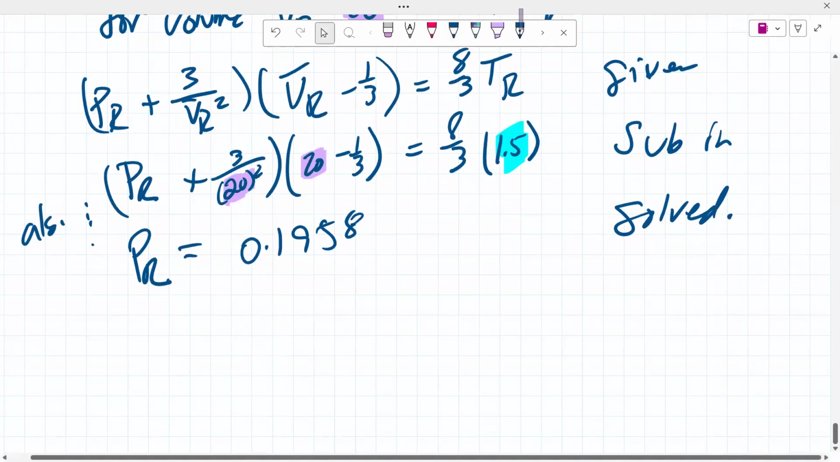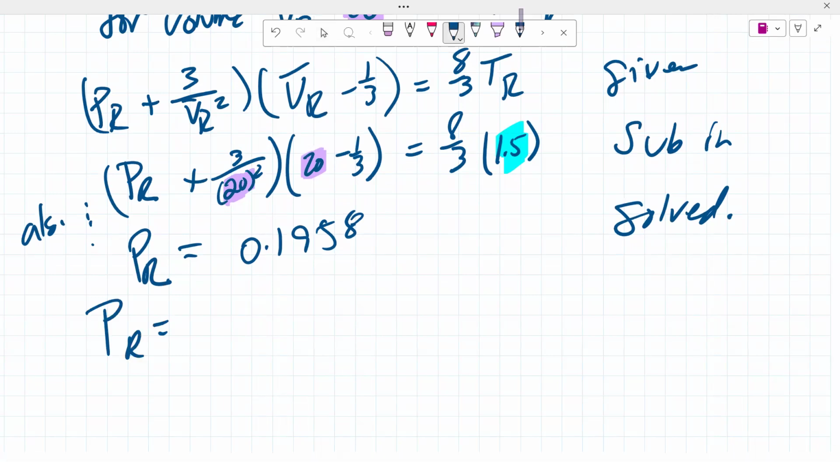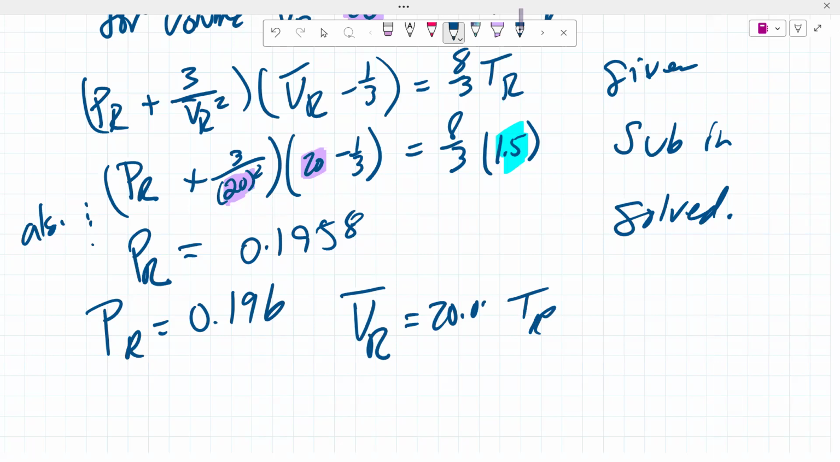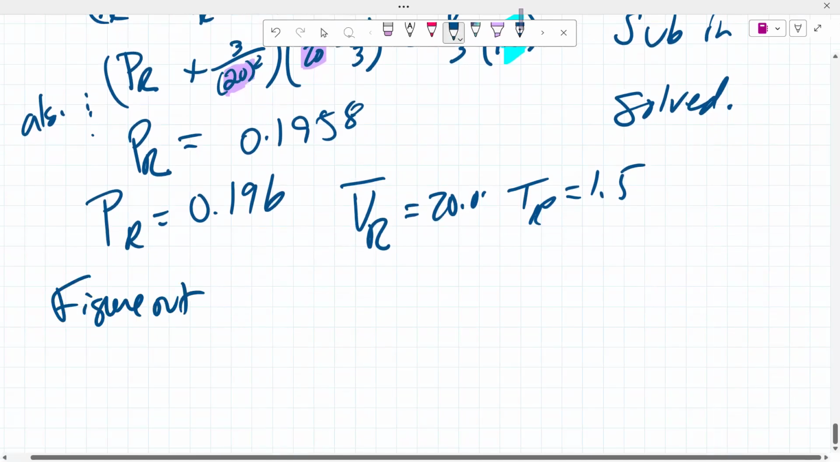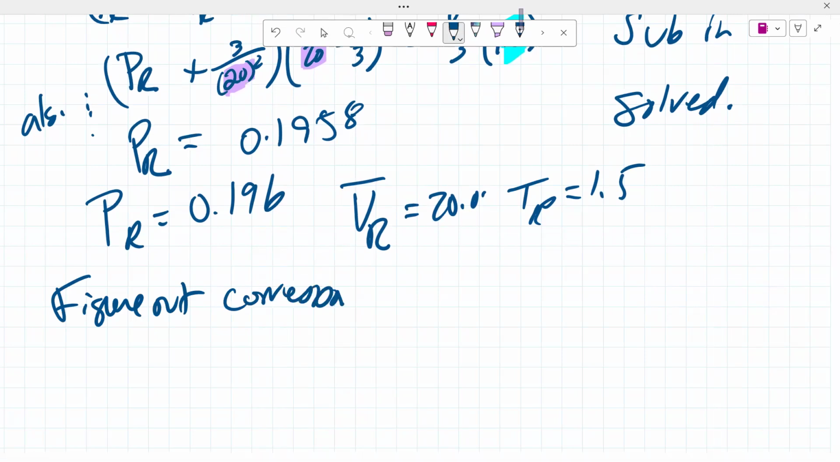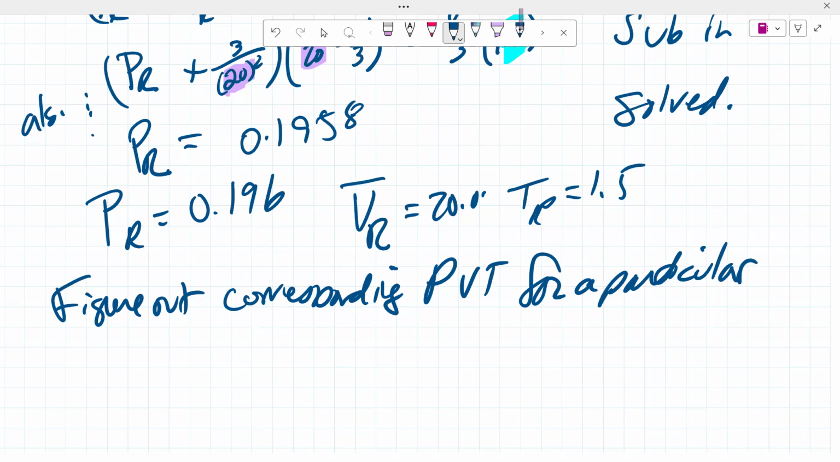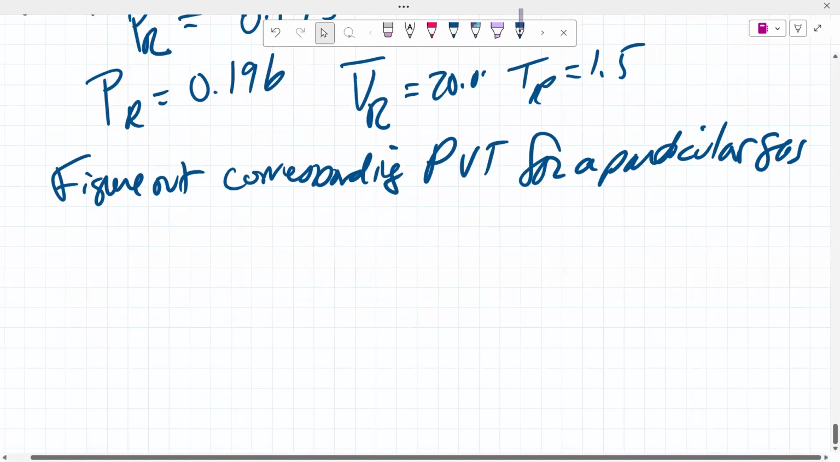So this means that we now have the reduced information: P_R equals 0.196, V_R is 20.0, and T_R is 1.5. Next we can figure out the corresponding P, V, and T for the particular gas. Recall that we are looking for the corresponding states of gases, which are going to be different due to taking into account the non-idealities of the particles of each of them. So this is how we can do this.